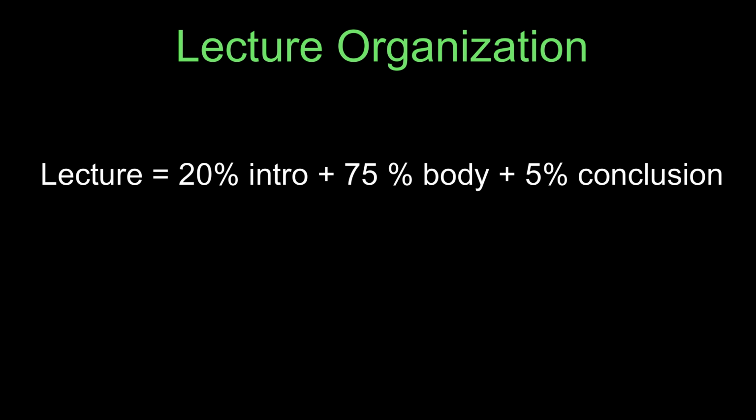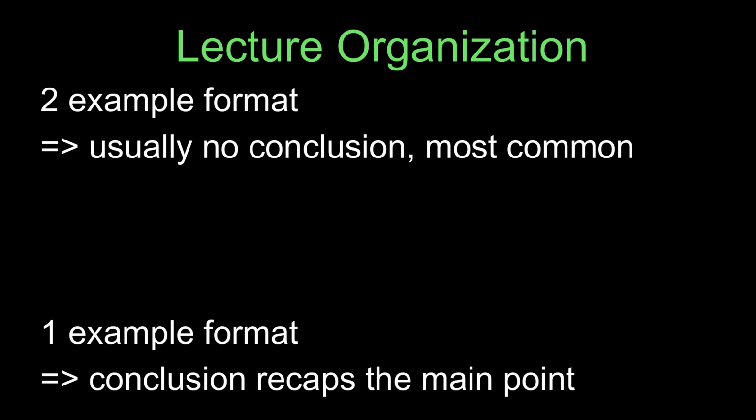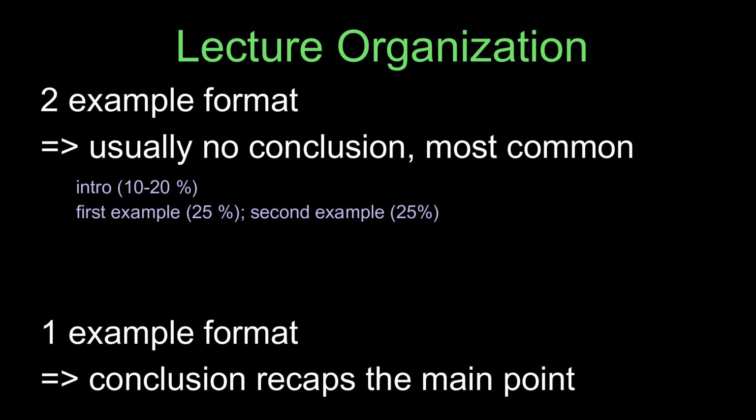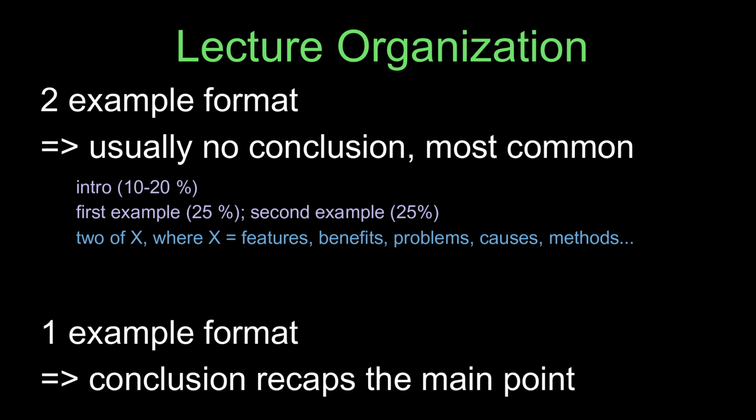If there are 2 examples, there is no conclusion part. If the lecture has only one example, it usually does have a conclusion part that recaps the main point. Most Task 4 lectures usually have 2 examples. With the 2 example format, the lecture can be divided into 3 parts: introduction to the topic, first example, and second example. The lecture is often about 2 characteristics of something, such as 2 features, 2 benefits, 2 problems, 2 causes, or 2 methods.